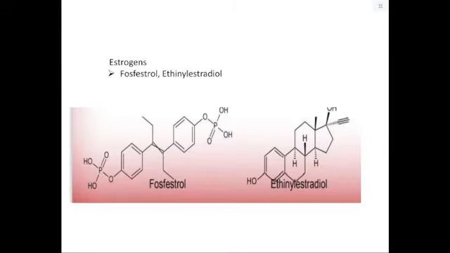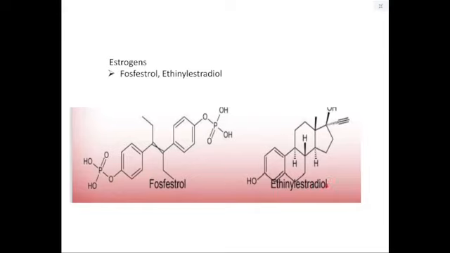Those are the glucocorticoids. We are looking at the hormones that have been used as drugs. Again, we're going to look at them in detail. You have the estrogens also. You have phosphestrol and ethinyl estradiol. This is the ethinyl estradiol.